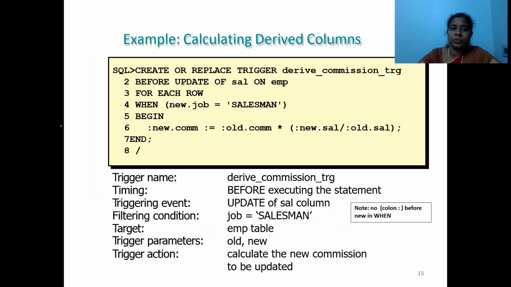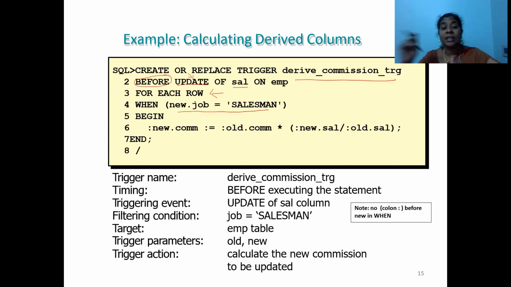So this is example 2. Here we are creating a trigger called derive commission trigger. So this is another trigger, and here the triggering timing is before, and the event is update of salary column on employee table for each row. Here we have mentioned for each row, and we have mentioned the condition.